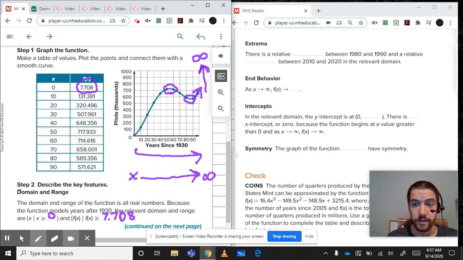Looking at the idea of symmetry, is there any symmetry in this? I would say no. The graph of the function does not have any symmetry at all. There is no way that you could draw a line through this graph where you'd have some sort of symmetrical image on the right and left, some mirror image. It doesn't matter if it's a vertical line or a horizontal line, neither one could be done on this graph. So this graph does not have any symmetry at all.